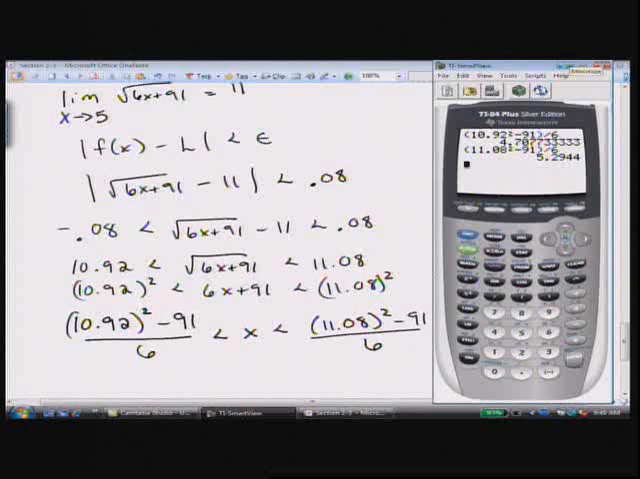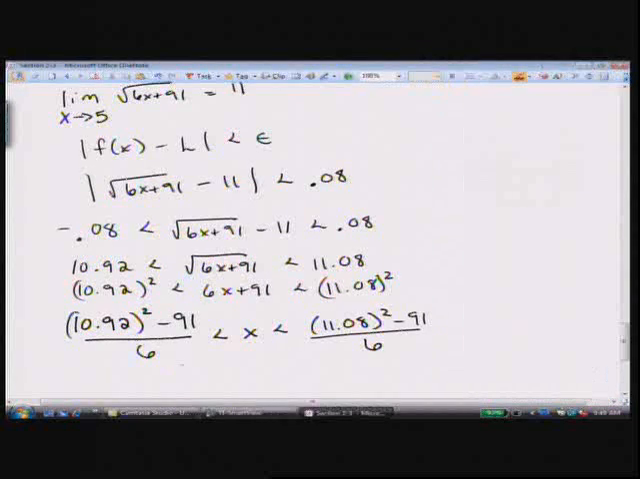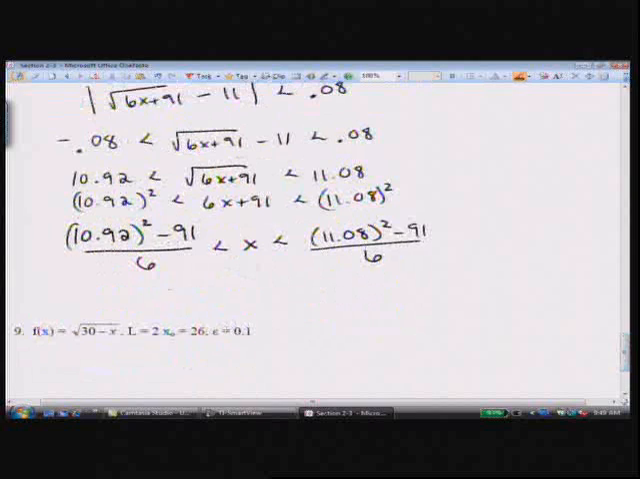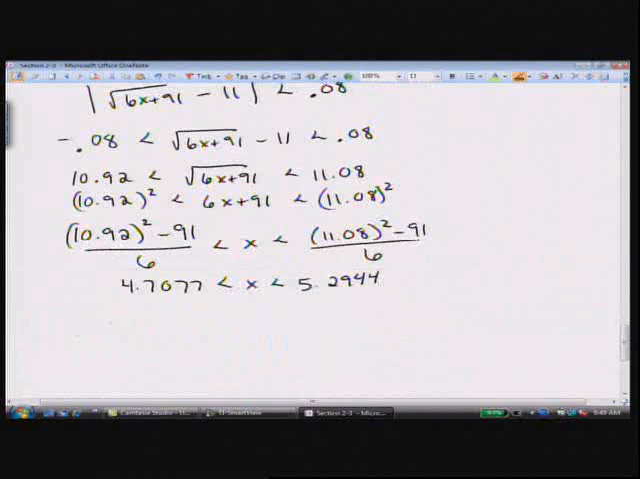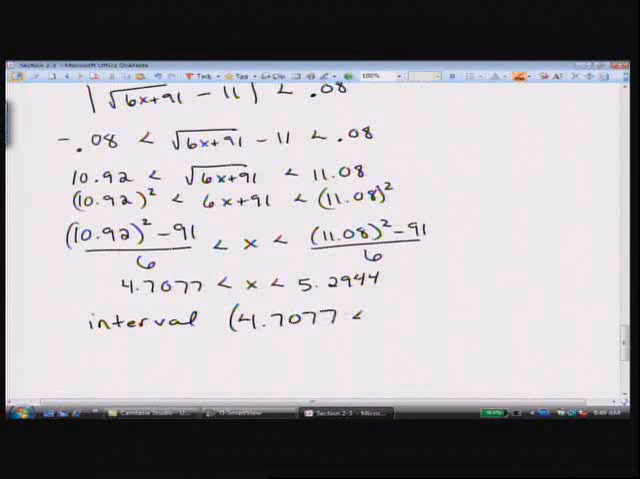I'm going to do it to 4 decimal places. They'll tell you on the online homework what kind of decimal rounding they want. So this is 4.7077 is less than x is less than 5.2944. And so then the interval, on the homework they actually asked for the interval, is going to be 4.7077, comma, 5.2944. And then to find delta, what do you do?